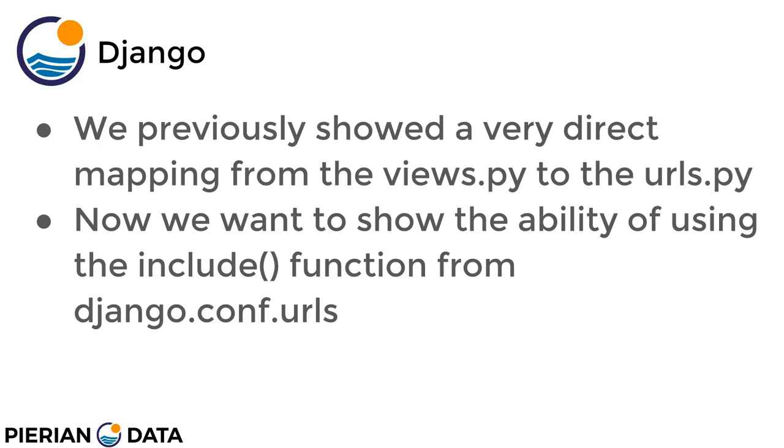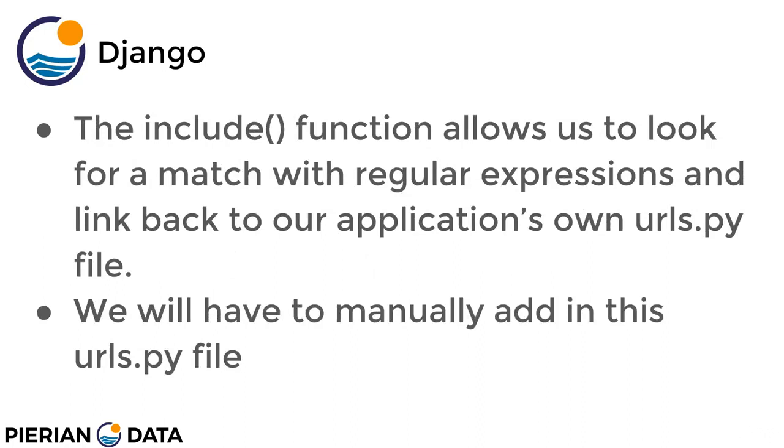Now what we want to do is show you the ability of using the include function that you can import from a Django module. The include function allows us to look for a match with regular expressions and link back to our application's own urls.py file. That way, each application has its own urls.py file.